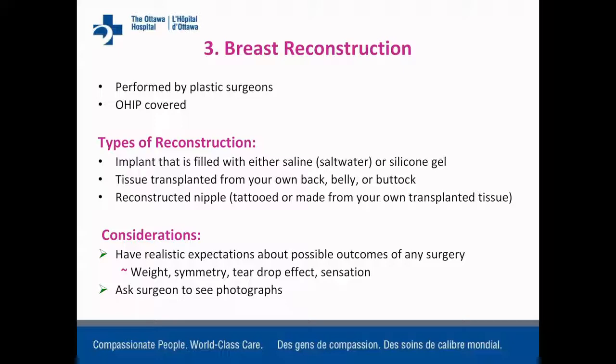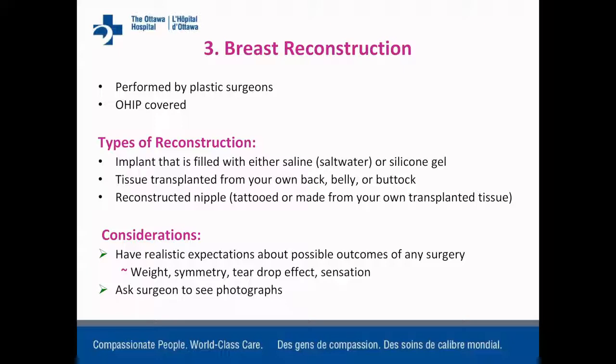There are different types of reconstruction that the plastic surgeons can use and will discuss with you. First of all, implant reconstruction, that's either an implant filled with saline or salt water, or silicone gel. Also, if your body is the type that the plastic surgeon feels would be okay to use your own tissue, then the tissue would come from either your belly, your buttock, or perhaps your back. Also, plastic surgeons have started to do reconstruction of the nipple, either visually through a tattoo or made by your own transplanted tissue. So something to think about and something to talk to them about.